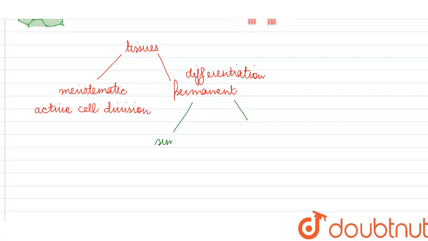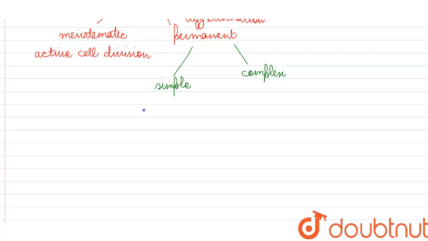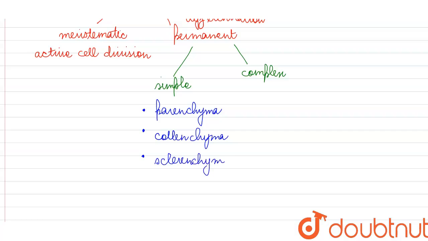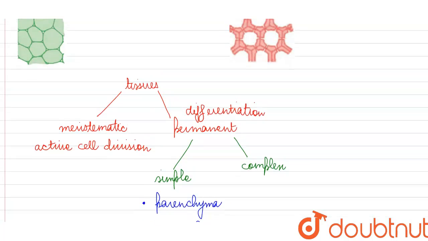On the one hand, we have simple tissues which are made up of only one kind of cell, whereas our complex tissues are tissues which are made up of different types of cells which are coordinating with each other. So when it comes to simple tissues, we have mainly three kinds of simple permanent tissues in plants. First, we have parenchyma, then collenchyma, and finally the third type is sclerenchyma. So over here we've only been asked to talk about parenchyma and sclerenchyma. So let's discuss their significance.